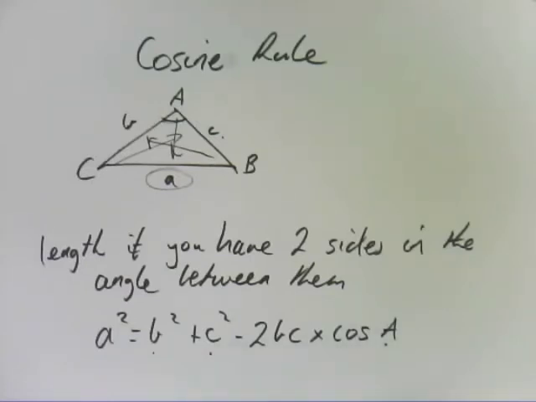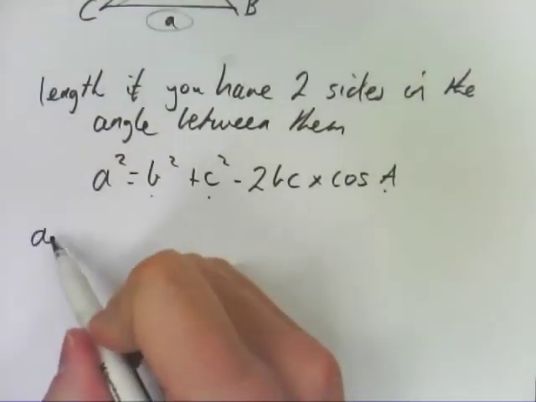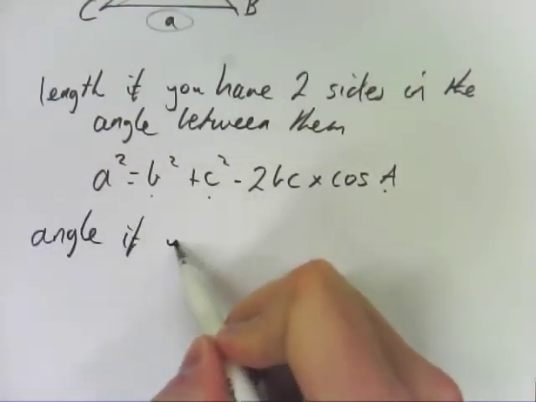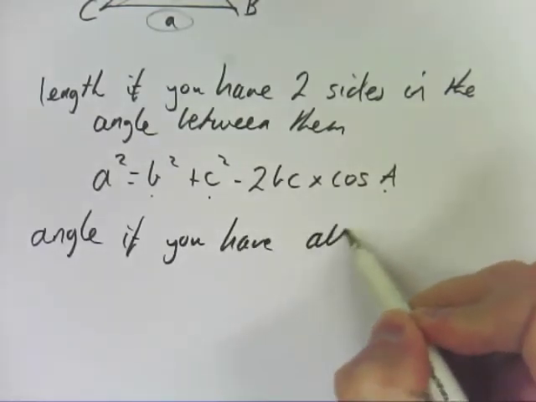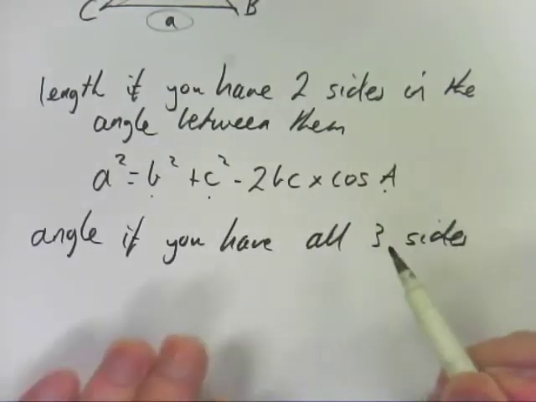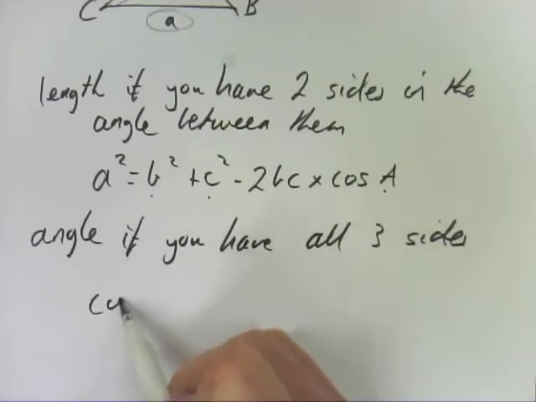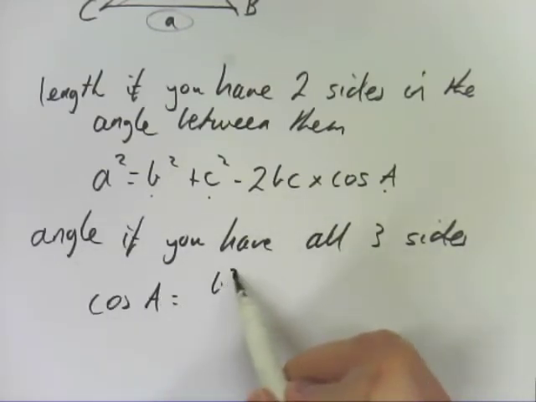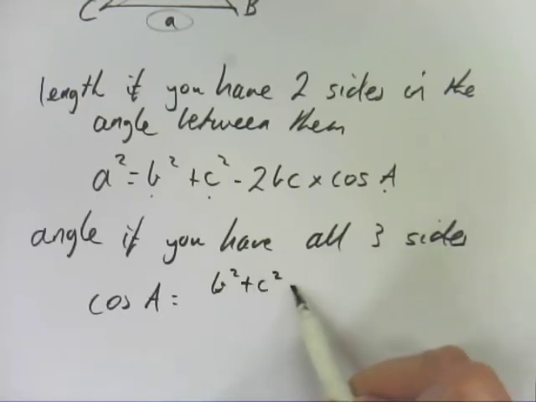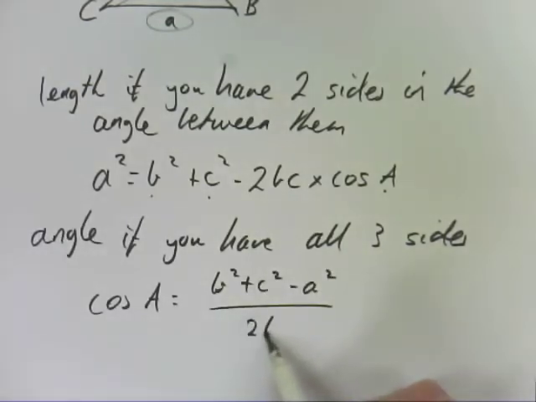If you have all three sides, you can work out the angle, or any angle if you know all three sides. So I should move that up so you can see it. You can find an angle if you have all three sides, and the rule we use there is cos A equals b squared plus c squared minus a squared, divided by 2bc. That will find you the angle A if you have all three sides.